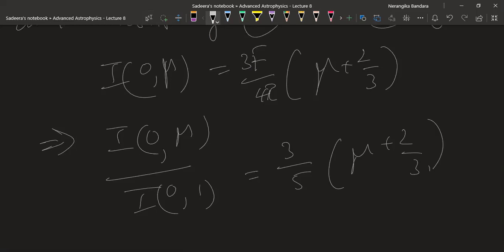Now, it should be obvious what I've done here. I'm using this equation to get the I value when mu is equal to 1. And I've just substituted then. So I put mu equals 1 here, and you just take the ratio, and you end up with this equation. Let's say this is equation number 66.